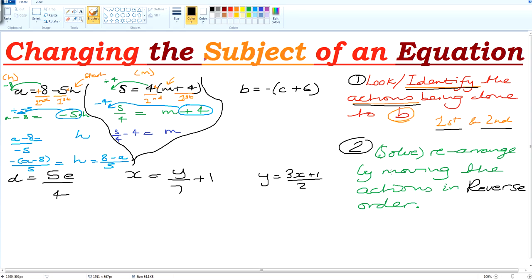Okay, are we happy with that? Okay, now, if you look over here, the next question, b equals minus c plus 6. We need to make what the subject? C. So we start with the c. C has been added by 6 and multiplied by minus 1.